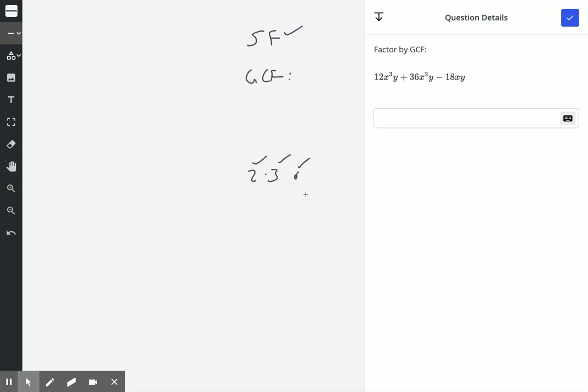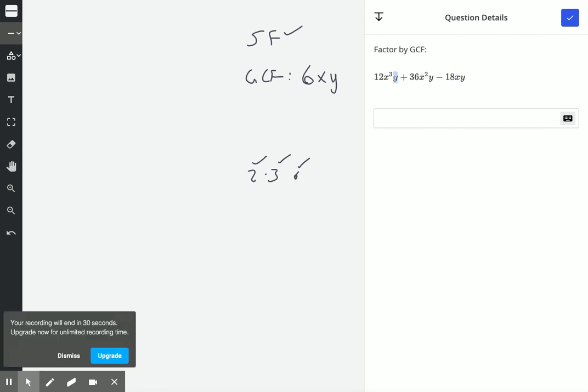So now I'm looking for a multiple of 6. Does 12 work? Well, no, 12 doesn't go into 18. What about, does 18 work? Well, no, 18 is bigger than what I'm given, so 6 must be it. It leads with a positive, so it's a positive 6. Then I look for letters they have in common. All of these have an x, and all of them have a y, so I pick the smallest. The smallest is this x over here, and the smallest is this y over here, so it's just xy.